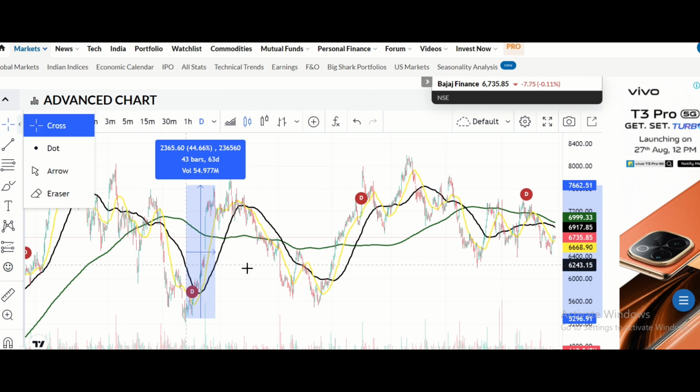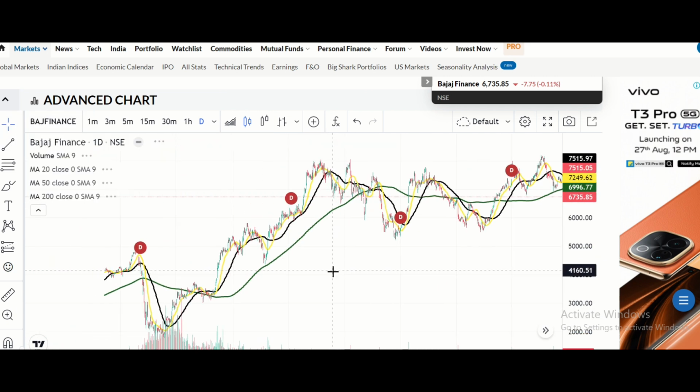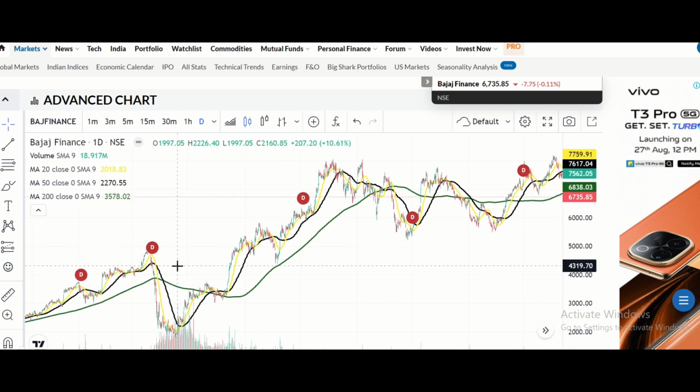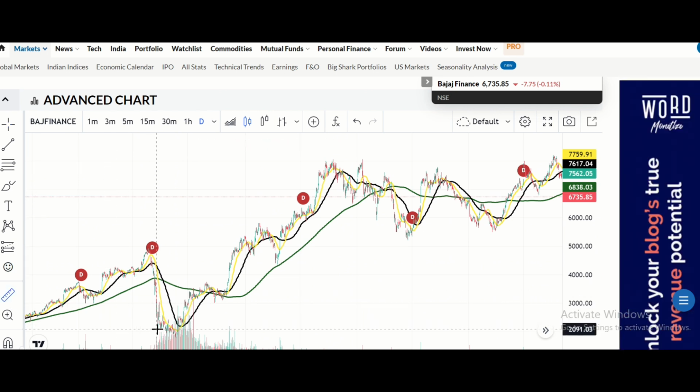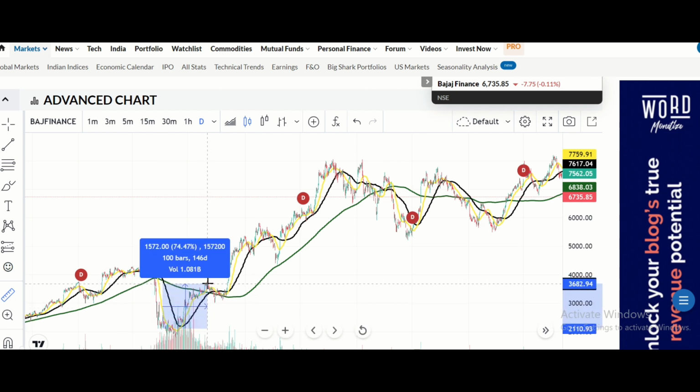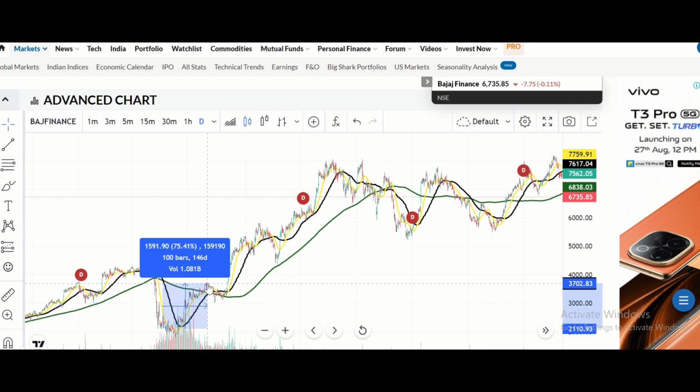And then we again go back and see that when we have this sort of a scenario, then how much gain we have made. So let's say from this point to this point, let's say, so almost 73% gain in 146 days. So this is all very simple, that we buy when our price goes below all these three moving average, and we sell it when it breaches all these three moving average on the top side.